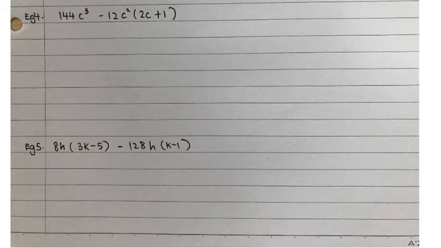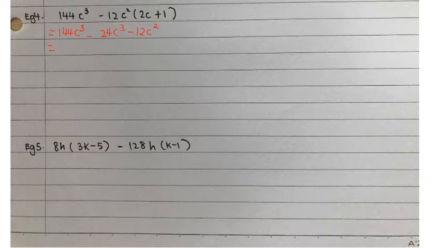Next, I will move on to example 4. 144c cubed minus 12c squared bracket 2c plus 1. For questions whereby there are brackets, we have to simplify what's in the bracket first. So we have 144c cubed minus 24c cubed minus 12c squared.